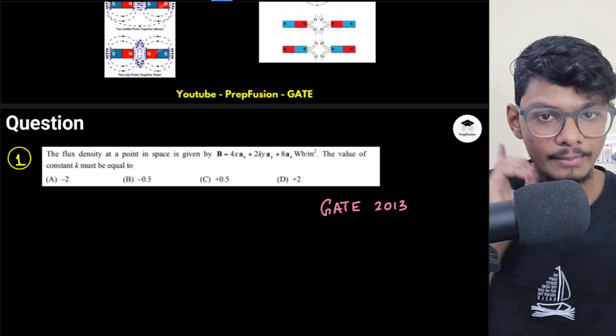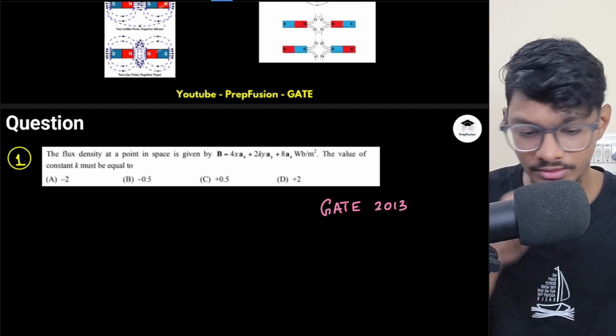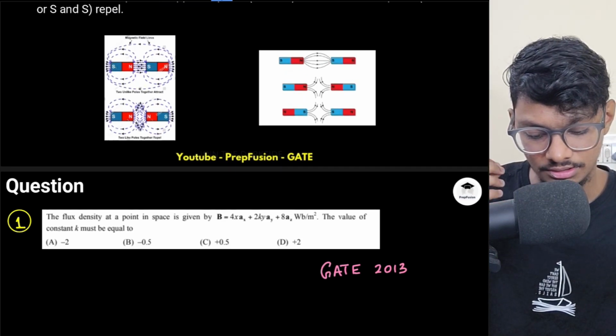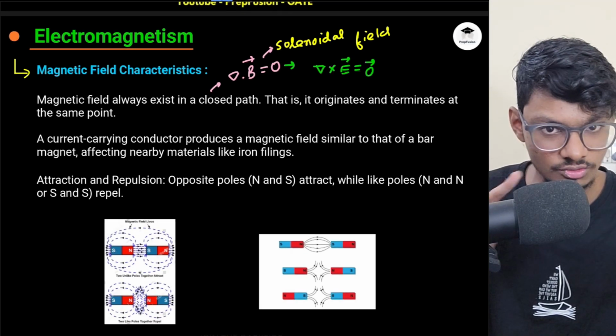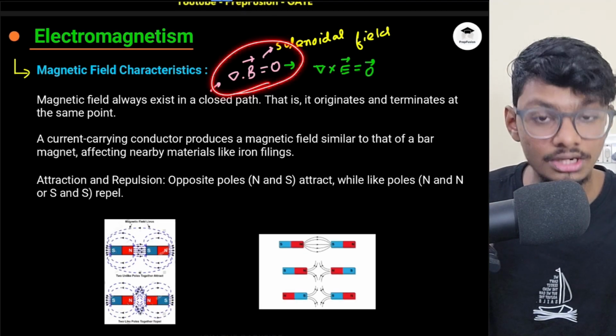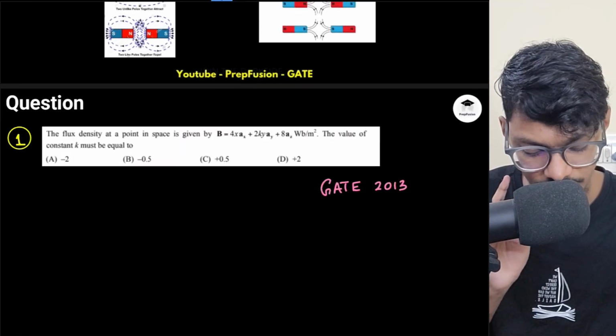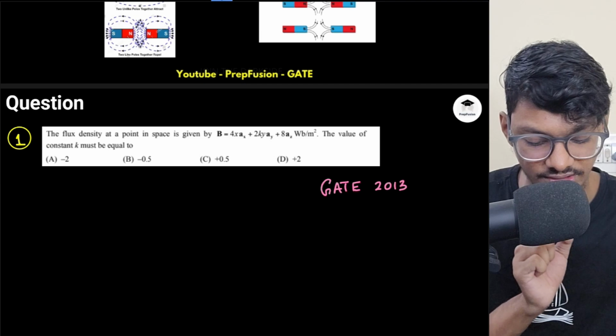What have I told you? What is the characteristic of a magnetic field? It is source free. It doesn't exist individually, so it doesn't have any source or sink. It will originate and terminate at the same point. What does it mean? It means the divergence of the magnetic field will be 0. So if I find the divergence of this magnetic field, it should equal 0.